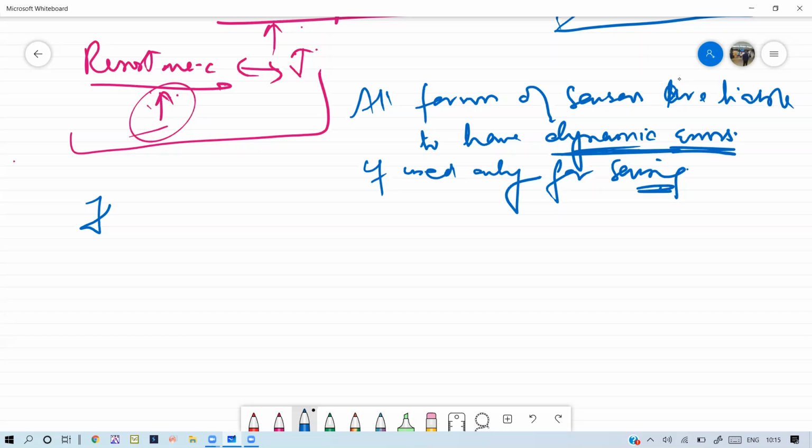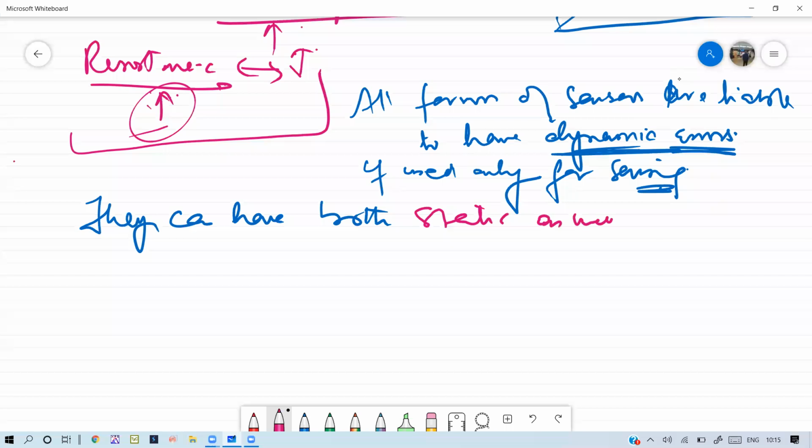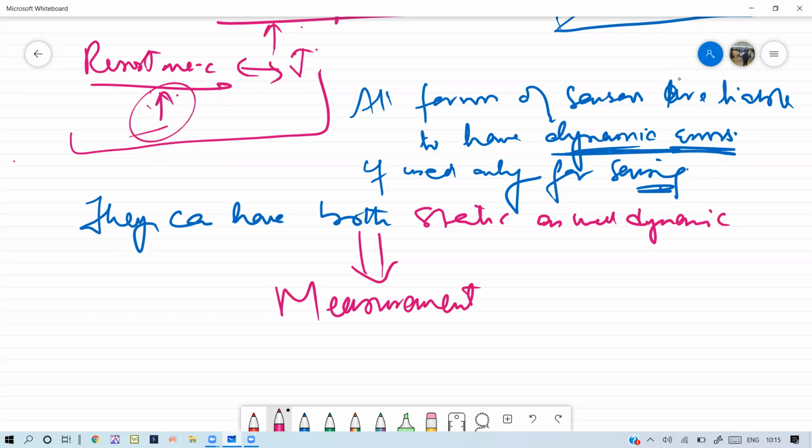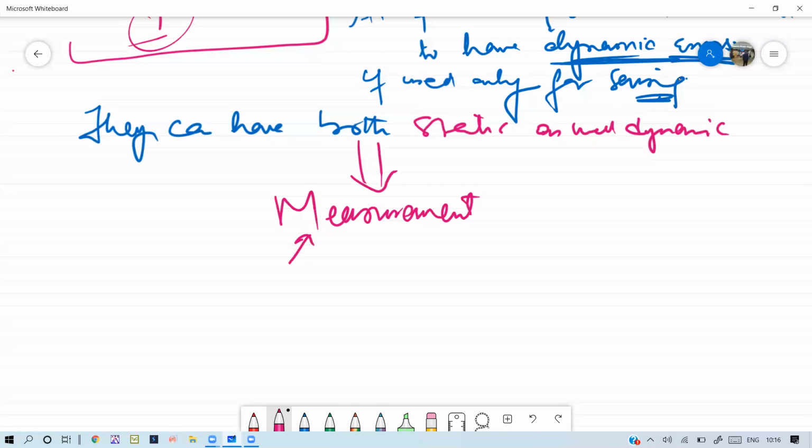So they can have both static as well as dynamic errors when used for measurements. Because in measurement, you first need to convert a signal, that means to sense a signal, then see it in the output, then you want to read it. So you need to account for both the error during the reading, which is a static one, and the error during the sensing or the conversion, which is dynamic, because it will change with the input conditions. These are different types of errors.